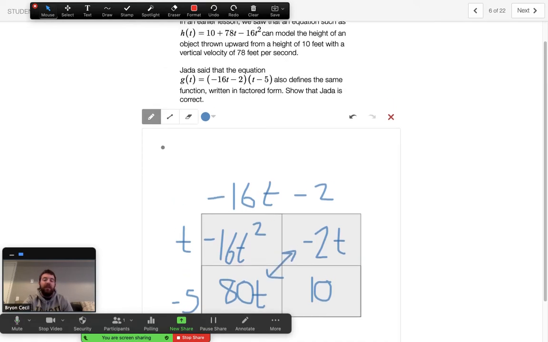like we always have. And so I'm going to write that as negative 16t squared plus 78t, and then plus 10. And does that equal this equation here? It does. See how it's written backwards, but hey, with addition and subtraction, as long as we carry the same sign, we're good. Kind of like 2 minus 3 is negative 1. Well, negative 3 plus 2 is also negative 1. So we can change up the order as long as my signs carry with the numbers. So yes, Jada is correct.